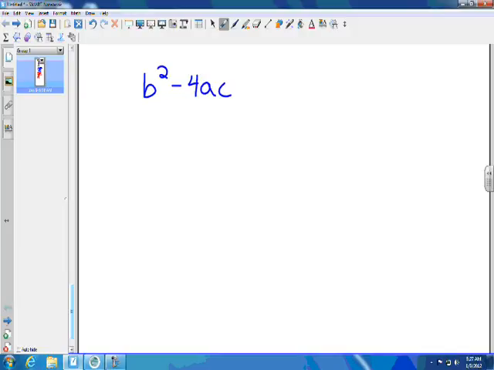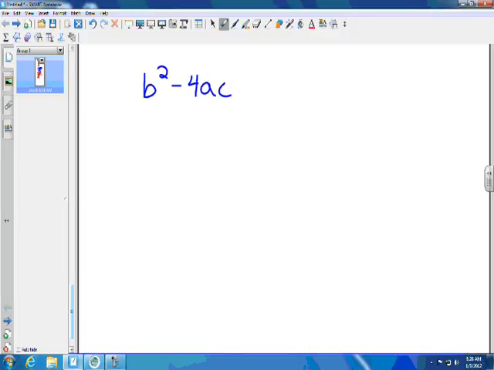I don't know if I will have you do this on a test or not, but I'll probably have you do it on some of the homework problems today, where all you have to do is find this. It's called the discriminant. All you have to do is find that and then tell me what your roots would be, what they would look like.